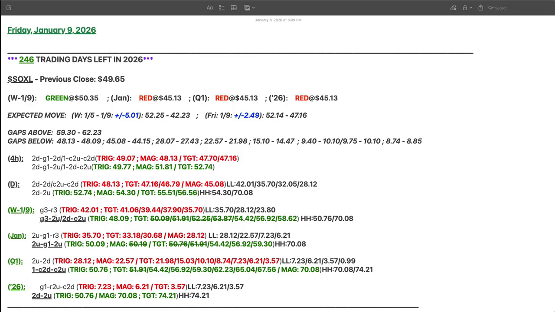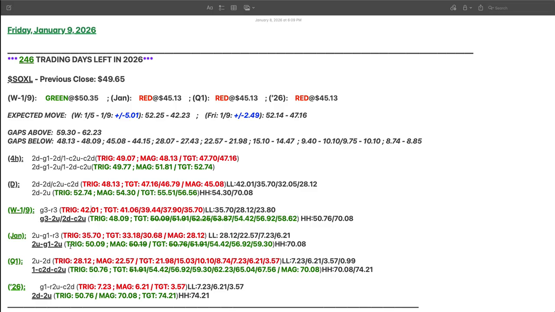On the week, we did trigger the 3-2 up, or the 2 down combo 2 up at 48.09. We're still above that, so we're still in force, and don't really need to think about triggering a 3 down or a red 3 on the week. We have to get all the way down to 42.01, but we'll keep that out there just in case something drastic happens with numbers and any type of catalyst tomorrow. So we want to stay above 48.09, which keeps this 2 down combo 2 up intact, and just continue to shoot for these higher targets.